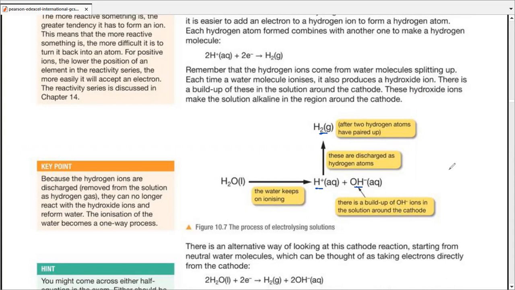Now, remember, there were some sodium ions also getting attracted to the cathode. This is positive, this is negative. They are both going to react with one another around the cathode, and they're going to form a sodium hydroxide solution, which we're going to study a little later. So I'm going to move on.